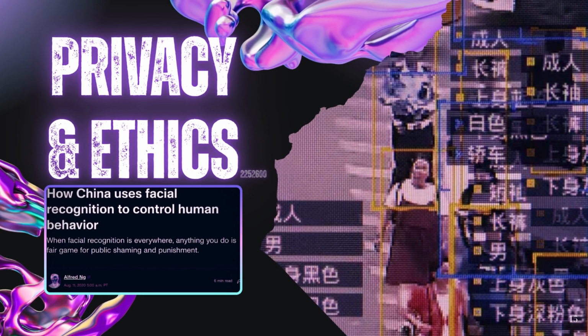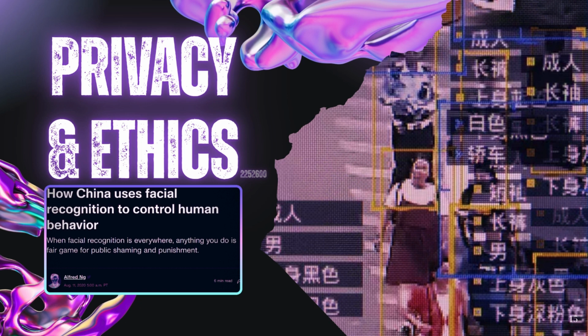So now, moving away from the purely technical aspects, it is absolutely crucial that we dedicate the time to discuss the privacy and ethics. Facial recognition technology, as powerful and beneficial as it can be, carries significant ethical considerations and potential risk to privacy. On the slide, we see a headline: How China used facial recognition to control human behavior, and the accompanying text from an Alfred Ng CNET article: When facial recognition is everywhere, anything you do is fair game for public shaming and punishment. Serve as a potent reminder of the societal impact these technologies can have.